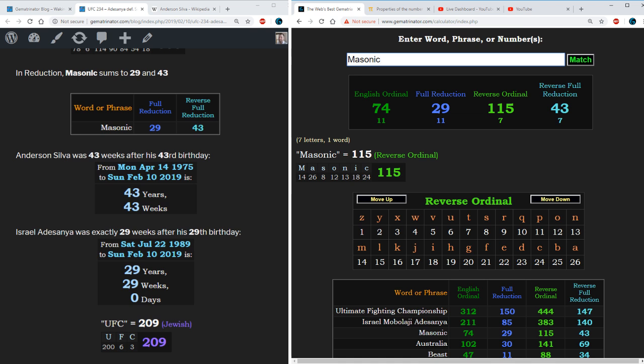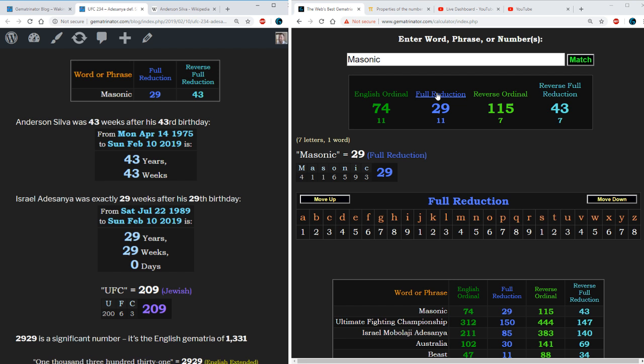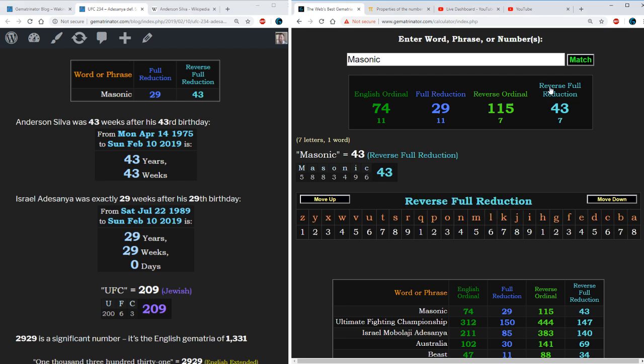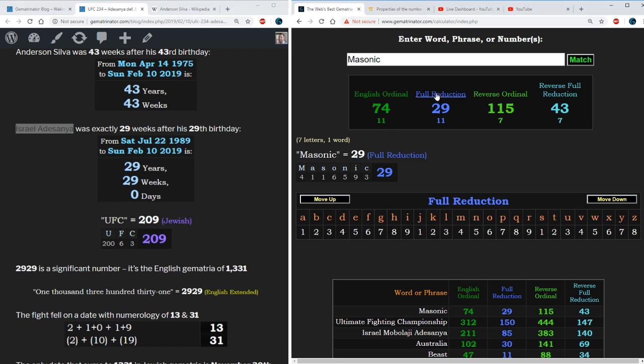Well, the numbers of Masonic were stamped into this ritual, quite obviously. Check out the reduction methods, Masonic summing to 29 and 43. Anderson Silva was 43 weeks after his 43rd birthday, which is interesting. But also consider that Israel Adesanya was exactly 29 weeks after his 29th birthday. Again, Masonic, 29 and 43 in reduction.